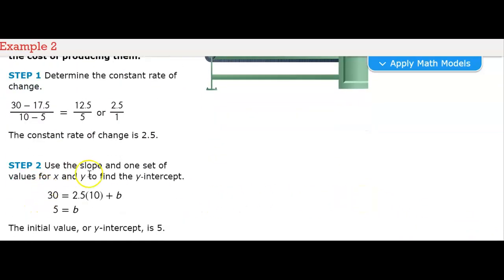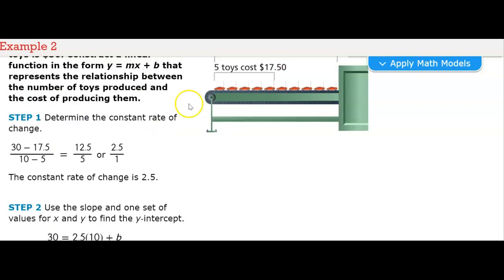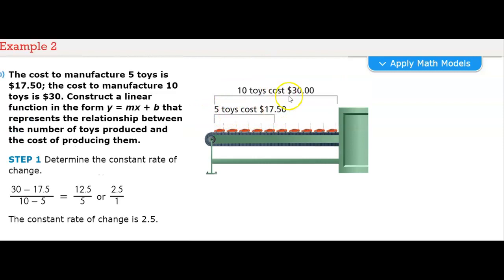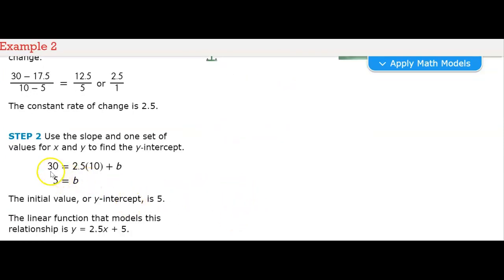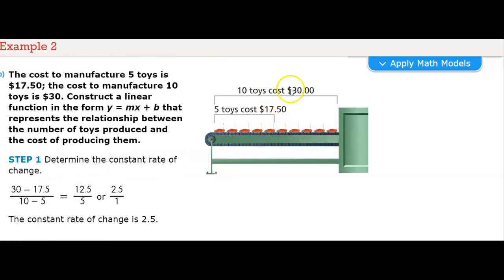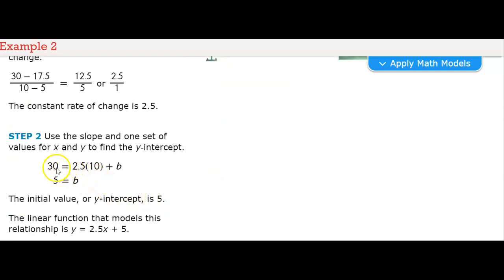Now we use that slope and one of the values. We could take either of these values, and they chose to use 30 and 10. So they used the top value there and put it right into the equation y equals mx plus b. So they put in the value of x and y, and then you do 2 5/10 times 10. They don't really show you that part, but 2 5/10 times 10 is equal to 25. And then you have 30 is equal to 25 plus b.